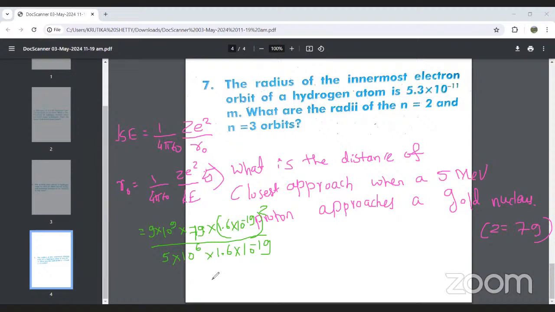You can do the calculation part, students. Do the calculation, tell me the value of R naught. Keep it in terms of 10 to the power of minus 14. Tell me the answer in terms of 10 to the power of minus 14, so that you only do the arrangement of the power and decimals.